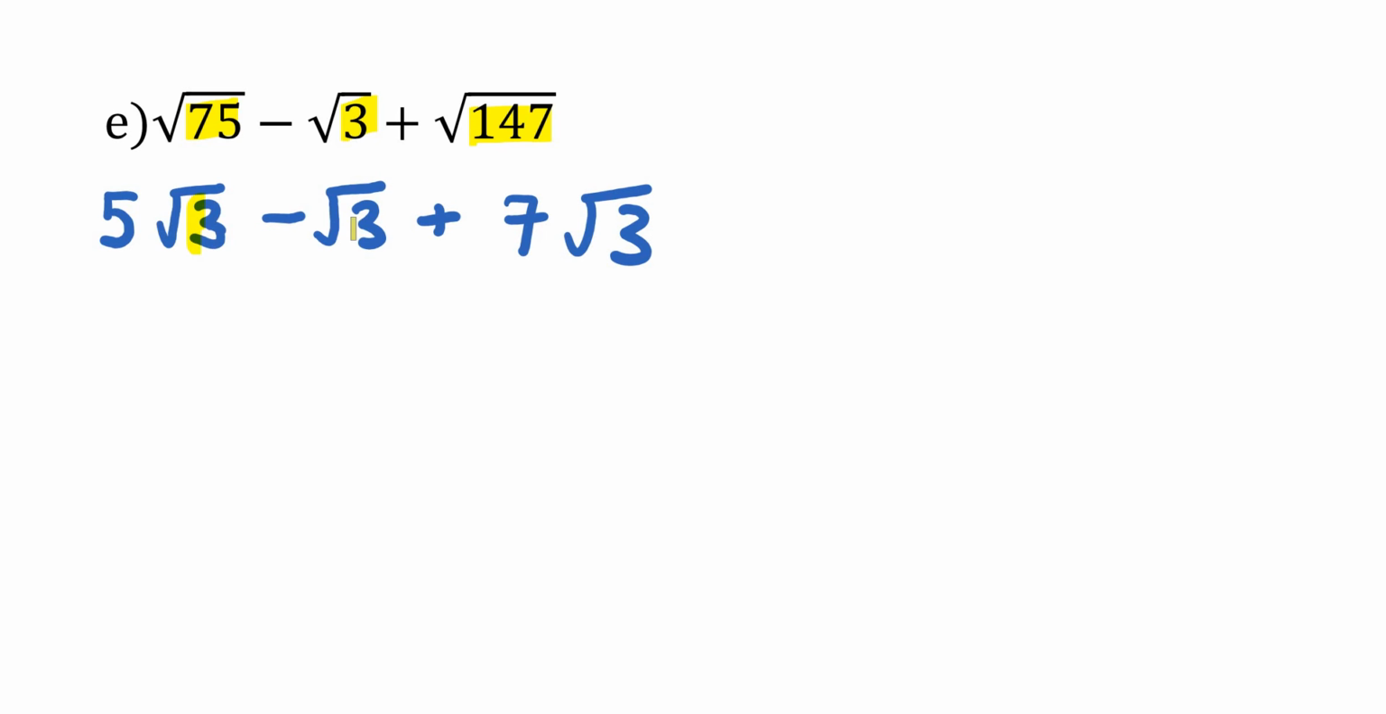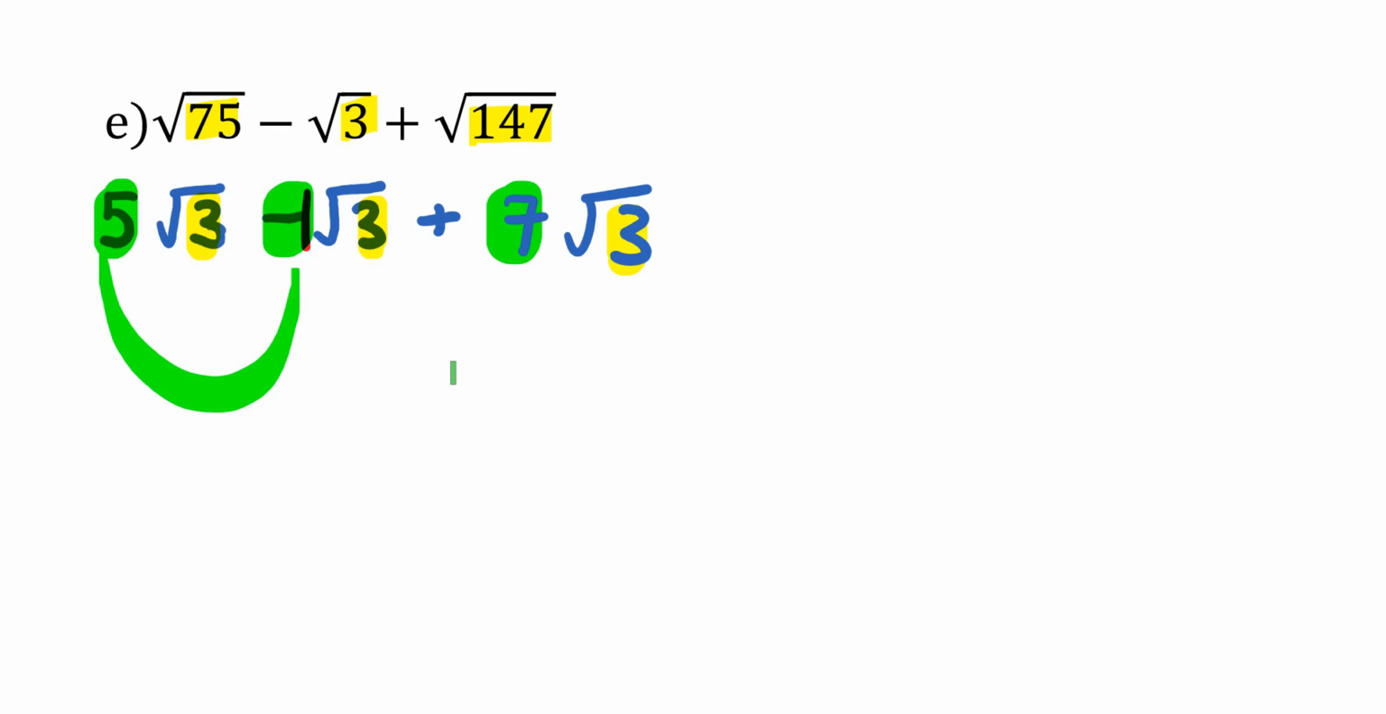And now you should notice that all the inside numbers are the same. And after that, we can just look at the outside numbers. Over here, there's an invisible 1 here. So 5 minus 1 is going to be 4, and 4 plus 7 is going to be 11. So my final answer here is going to be 11 root 3.